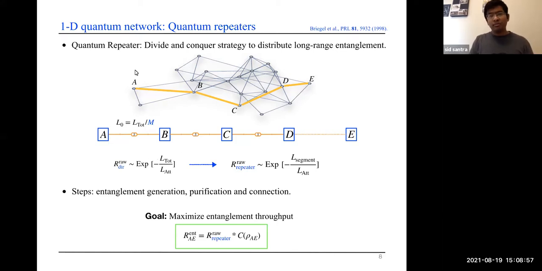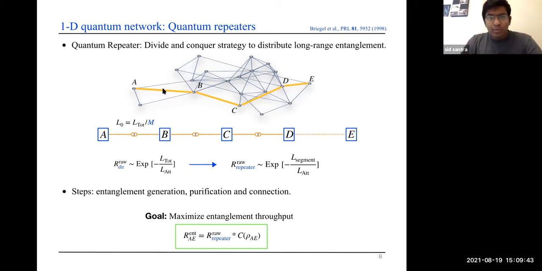So repeaters are a way where you identify a one-dimensional sequence of segments in the network. So you divide the entire length into multiple small pieces, and if you do it up to a reasonable number of times, it's possible that the rate, instead of falling off exponentially with the total distance, will fall off exponentially with the segment distance. And this segment distance, because you control it, the raw rate could be brought down to scale inversely polynomially with the total distance as compared to exponentially with the total distance.